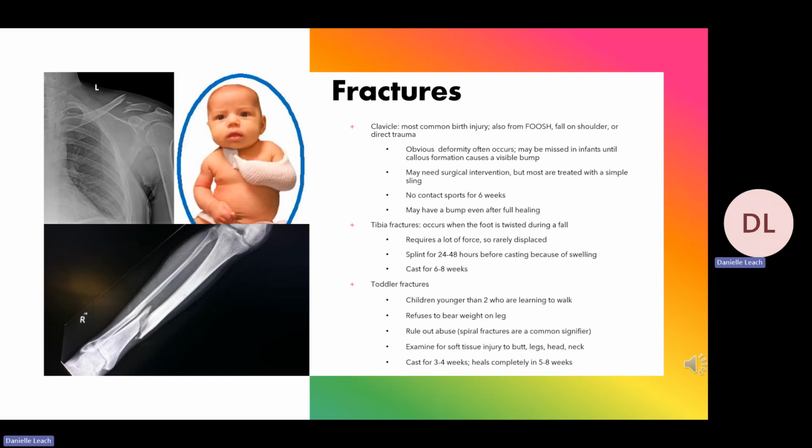With this one, we also should always rule out abuse. So if it's a spiral fracture, that could be a common signifier of abuse. So we want to examine for soft tissue injury to other areas of the body. So do they have any bruises or anything on their butt, on their legs, on their head, or their neck? This one, they usually have a long leg cast for about 3 to 4 weeks, but it heals pretty quickly in about 5 to 8 weeks.